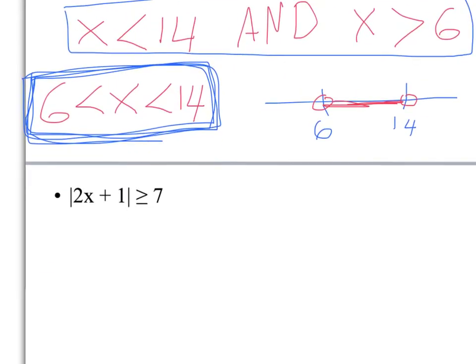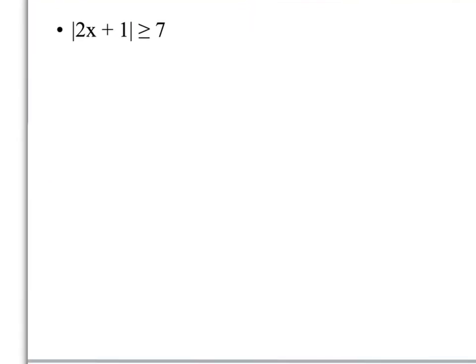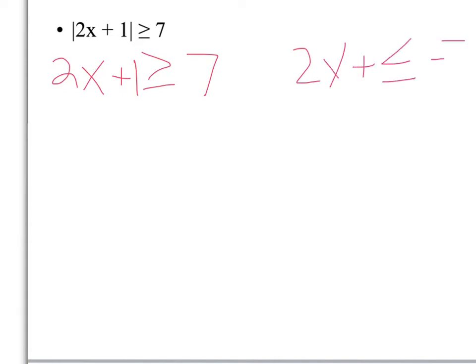Now let's look at just two more examples with a little bit more to them. And we'll wrap this video up as soon as we finish those. So, okay, this is isolated, that's fine. Let's split it up. I've got 2x plus 1 is greater than or equal to 7, and I've got 2x plus 1 is less than or equal to negative 7.